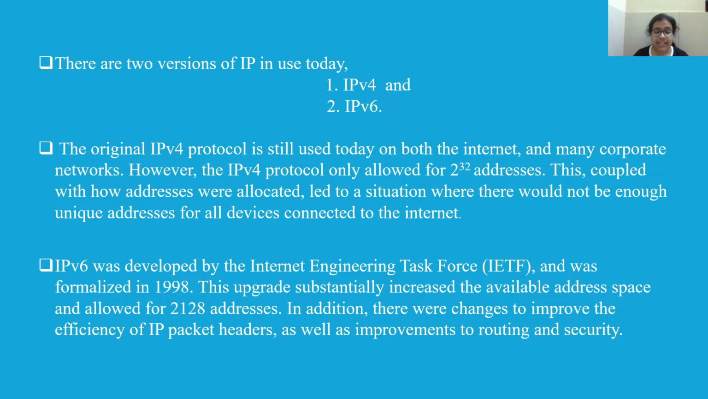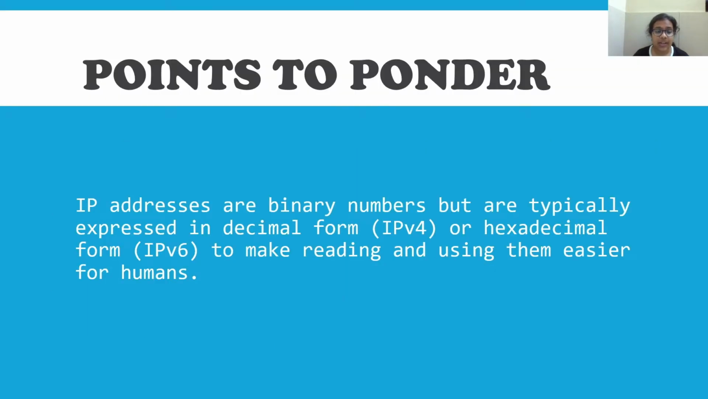IPv6 was developed by the Internet Engineering Task Force, which is IETF, and was formalized in 1998. This upgrade substantially increased the available address space and allowed for 2^128 addresses. In addition, there were changes to improve the efficiency of IP packet headers, as well as improvements to routing and security. Moving on, let us see some points. IP addresses are binary numbers but are typically expressed in decimal form for IPv4 or hexadecimal form for IPv6 to make reading and using them easier for humans.